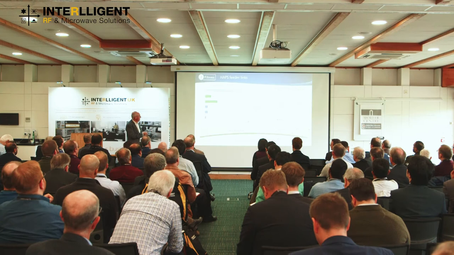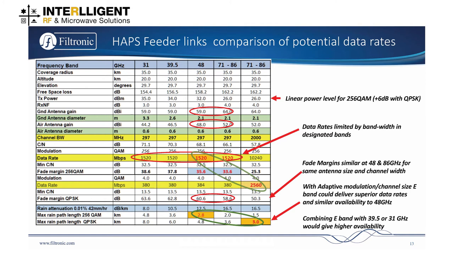So this one's a bit busy, but I thought I'd just compare the bandwidth that's available for the various HAPS bands, so 31, 39, 48, etc., and compare the sort of data rate that could be achieved. Because of the limited bandwidth, even if we operate at a fairly high modulation level, 256 QAM, then you're limited by the bandwidth there to around about 1.5 gigabits per second. If we operate E-band over 2 gigahertz channels with 256 QAM modulation, then we've got a 10 gigabit per second capability.